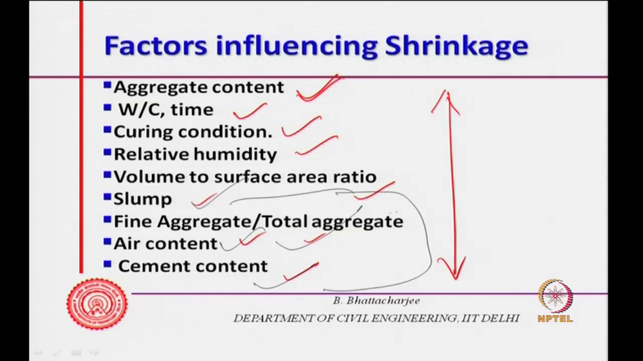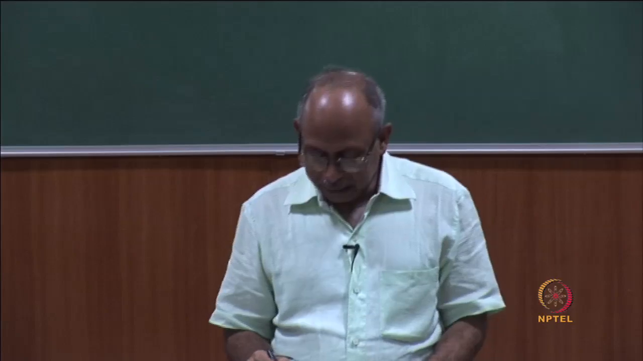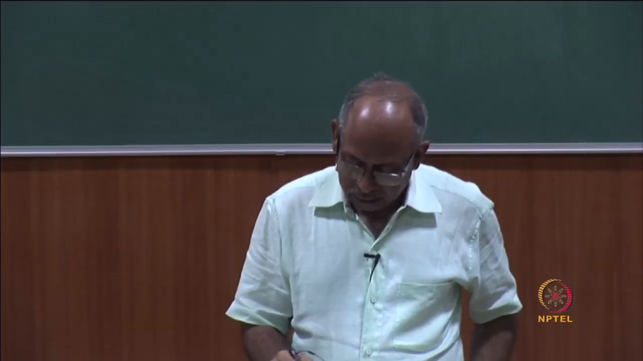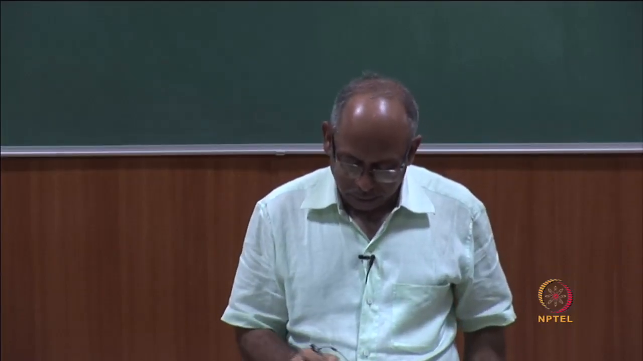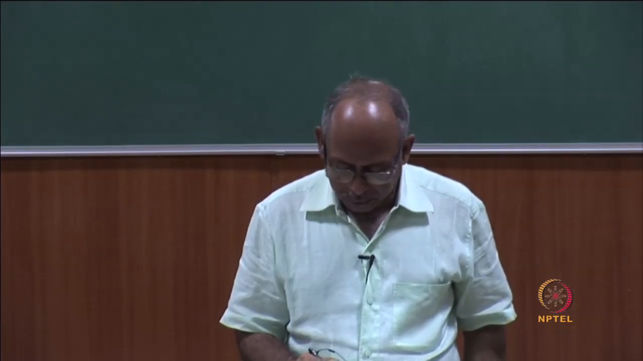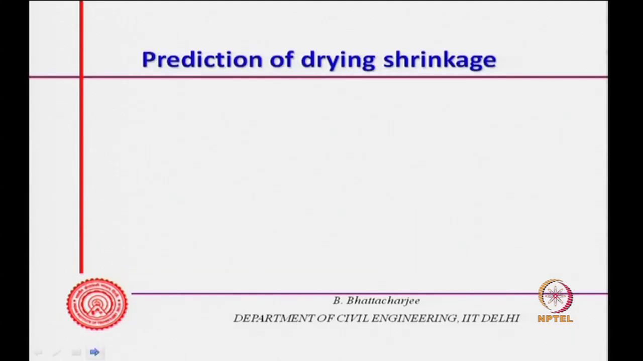Slump is there as a factor in the ACI formula. A flowing concrete or less flowing concrete has something to do with the water content, and cement content has something to do with the paste content. Air content would create some more voids in the system, and fine aggregate to total aggregate ratio matters because total aggregate will shrink less compared to fine. The rest we have actually discussed. So, let us now look at the prediction of shrinkage, like we did prediction of creep, and similarly the ACI formula and the British formula we will look into.